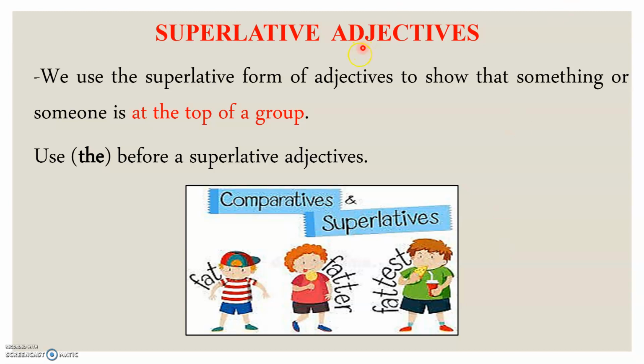But when we are talking about the superlative adjectives, we use the superlative form of adjectives to show that something or someone is at the top of a group. He is the super. Always relate superlative with super. He is the super one who has this adjective. It is necessary to use "the" before a superlative adjective. So, for example, look at this picture. We have fat, this is the adjective. If I want to compare, it's going to be fatter. The superlative, the fattest. This kid is the fattest kid between these kids, okay?